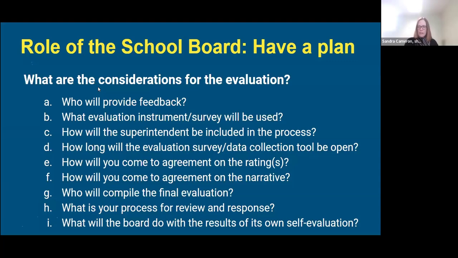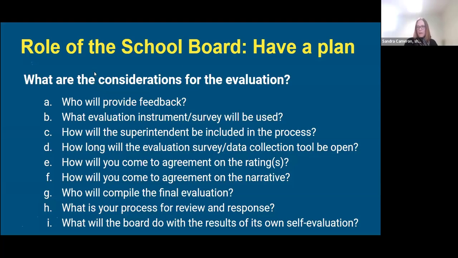Best practice is for the superintendent to be included in as much of the evaluation as possible. This provides transparency and also builds trust. Obviously, the board may want to discuss feedback from the survey instrument, look for common themes, and develop possible goal areas before meeting with the superintendent.